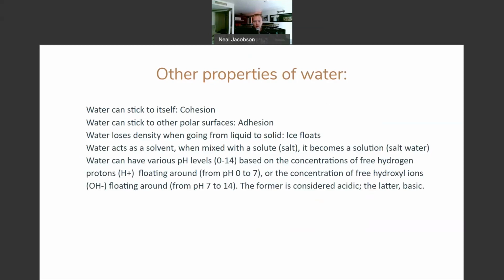But we calculate pH based on the properties of water. So remember, water is 2 hydrogens and 1 oxygen bonded together. If we were to add hydrogen protons to that water and just slowly add those protons, we would slowly lower its pH to become more acidic. And so as we're adding those protons, it becomes more acidic.